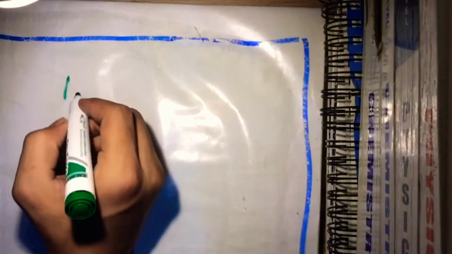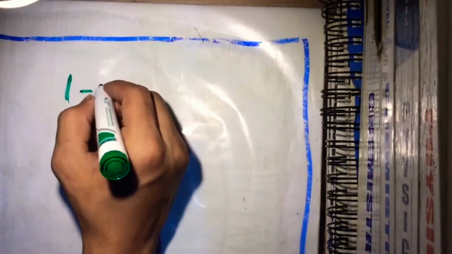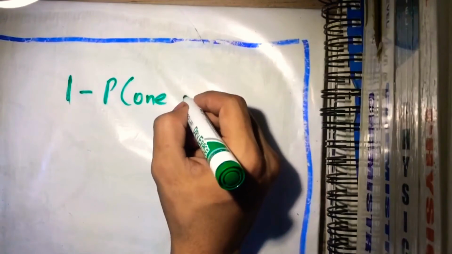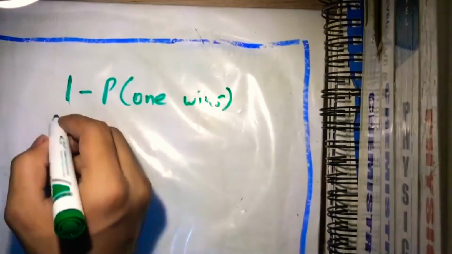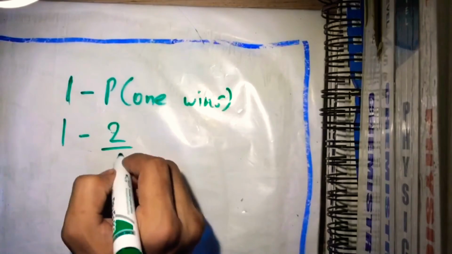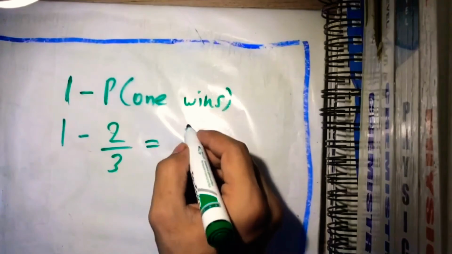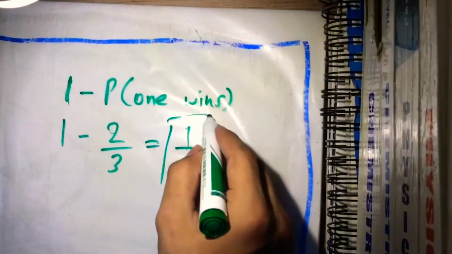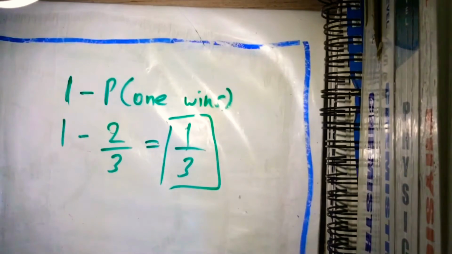The probability of one of them winning the competition is 2 upon 3. So the probability of none of them winning the competition will be 1, that is the total probabilities, minus the probability of one of them winning the competition. So it will be 1 minus 2 upon 3. This will be 1 upon 3. That is the probability of none of them winning the competition.